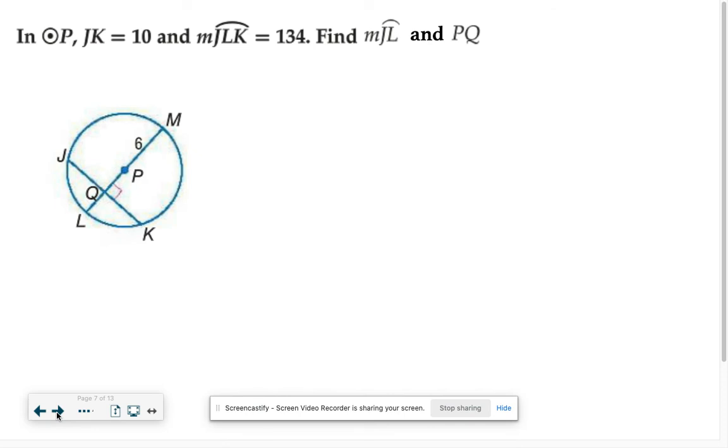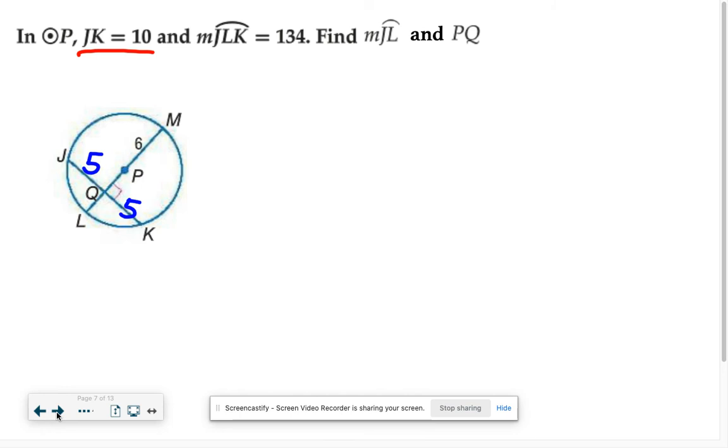And then our last example for notes today, in circle P, JK equals 10, and the measure of arc JLK is 134. Find the measure of arc JL and PQ. Okay, let's break this down. Let's talk about this first part here. JK equals 10. So I know this whole length is 10, but since it's perpendicular to a radius, we know we can split it in half, so I'm just going to write that instead. You know, that half is 5, and this half is 5.